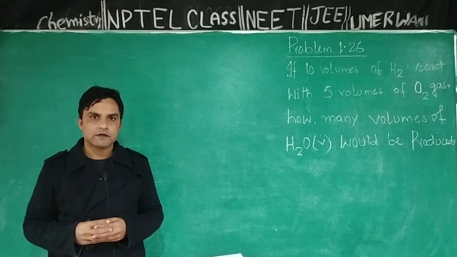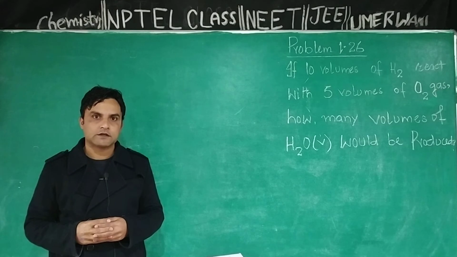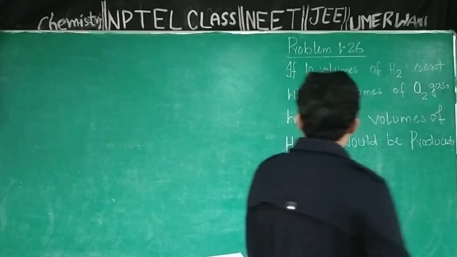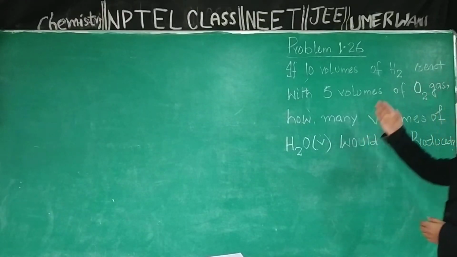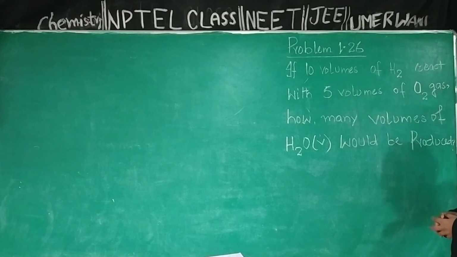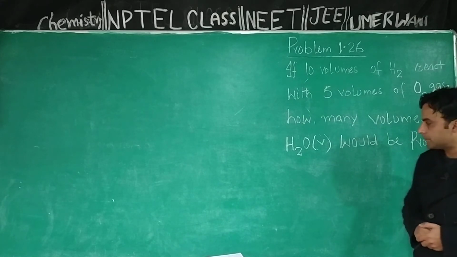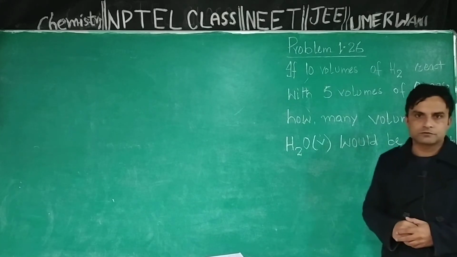You are watching NPTEL Chemistry E-class and I am your chemistry detective with one new chemistry class 11th NCERT problem. So here is our problem. If 10 volumes of hydrogen gas react with 5 volumes of oxygen gas, how many volumes of water vapor would be produced?